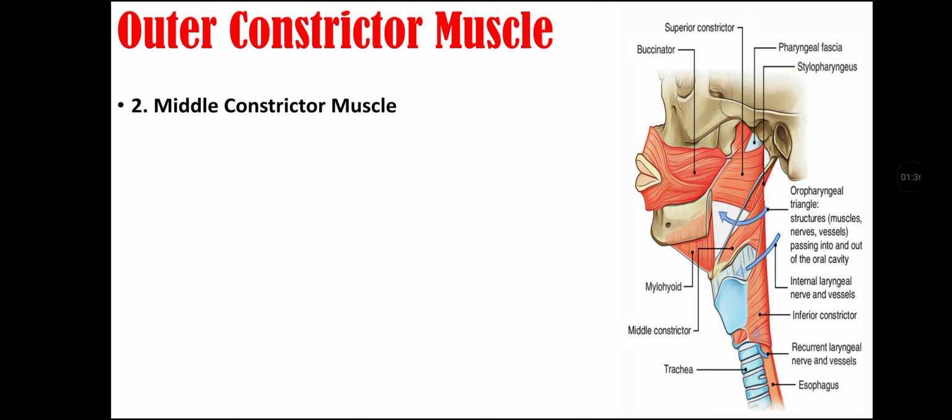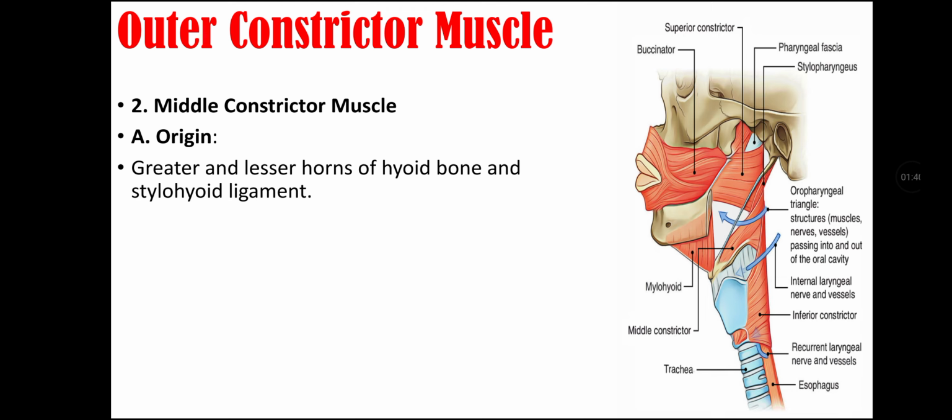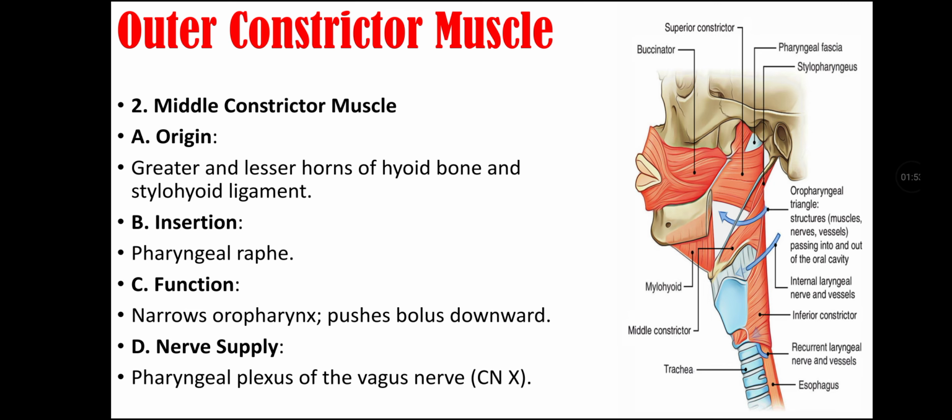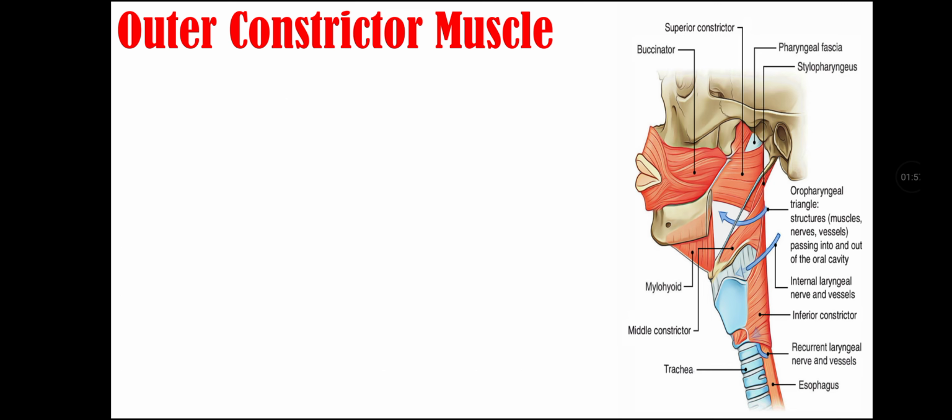Second outer constrictor muscle is middle constrictor muscle that originates from greater and lesser horns of hyoid bone and also from the stylohyoid ligament. It is inserted in the pharyngeal raphe. Its function is to narrow oropharynx and it pushes bolus downward. It is supplied by pharyngeal plexus of vagus nerve, that is 10th cranial nerve.